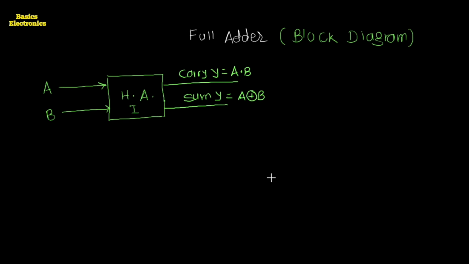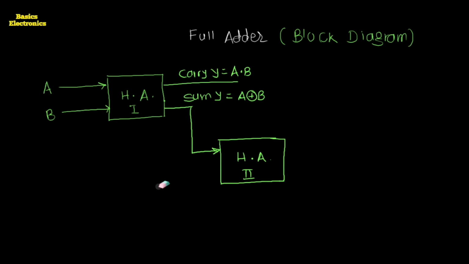We require to apply the third input also, so for that we add one more half adder. That half adder has two inputs: the C input and A XOR B, which is the output of the first half adder. This one is also a half adder, but it is the second half adder. So the first half adder and the second half adder, these two you have to use.